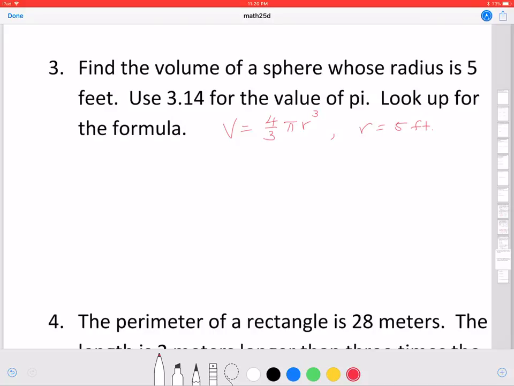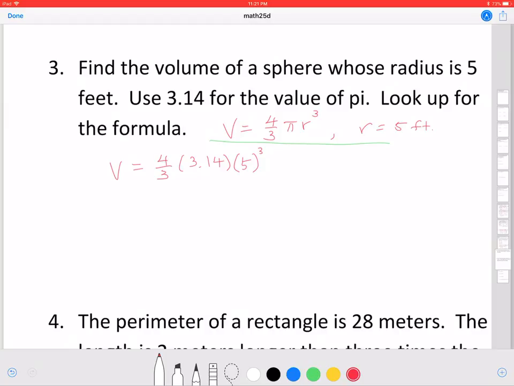I'm trying to think of what that could be, some giant model of Earth in a museum. Anyway, so let's go. All we need to do is the volume is equal to 4/3, and again you are asked to approximate this value, so we're going to approximate pi as 3.14, and 5 is cubed.